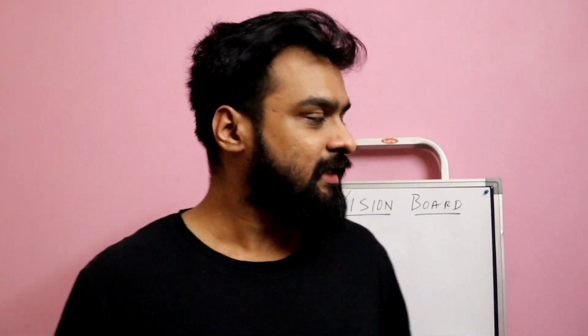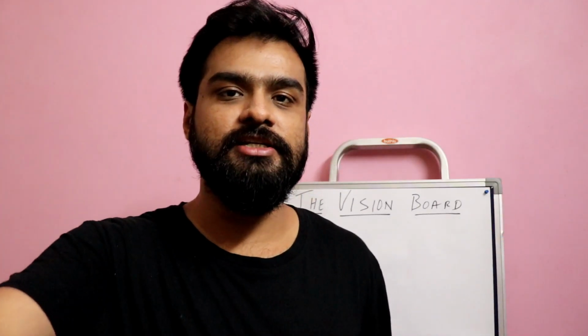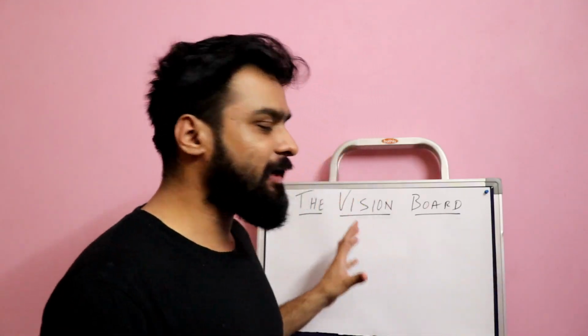Now, before we understand how to make an effective vision board, let's understand what the vision board represents. The vision board represents your final goals, like the goals that you want to accomplish in the short term, the goals that you want to accomplish in the long term. It basically acts like a guide for your everyday actions, and it also keeps motivating you to show you as to where you want to go.